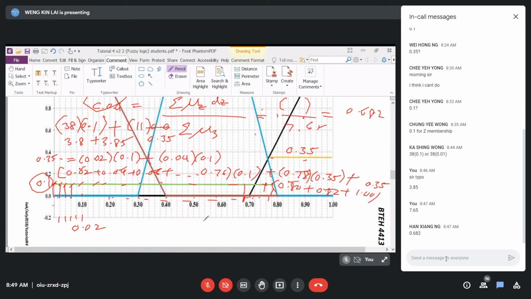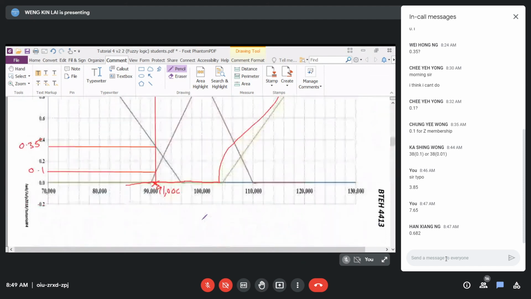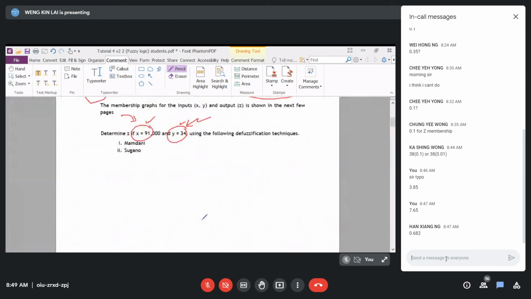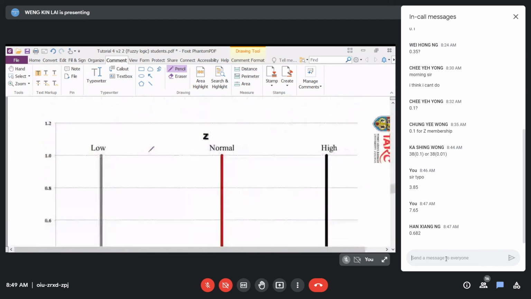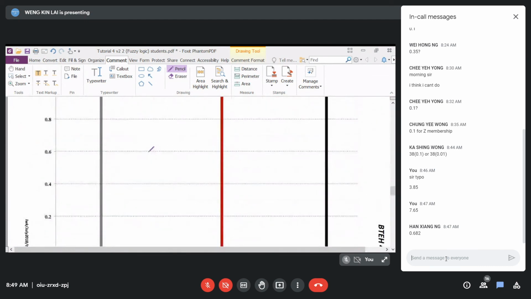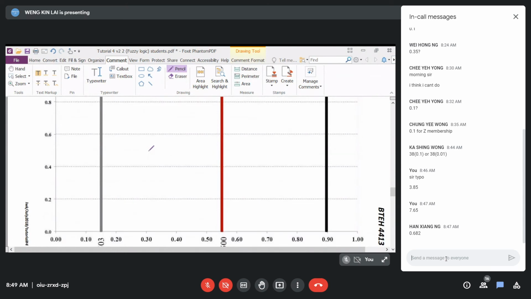Now, this is using what? Using Mamdani or using Sugeno. So what we have done so far is using the Mamdani method. So now let's look at Sugeno. So look at Sugeno for here. So this is your output. So for the first one, it's 0.1.